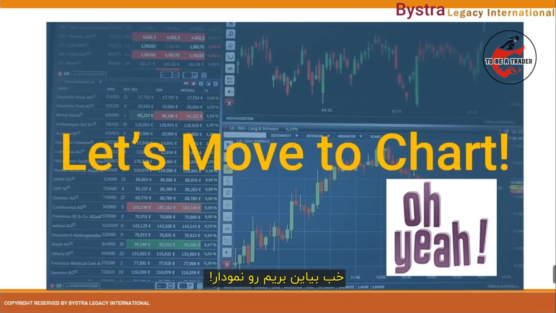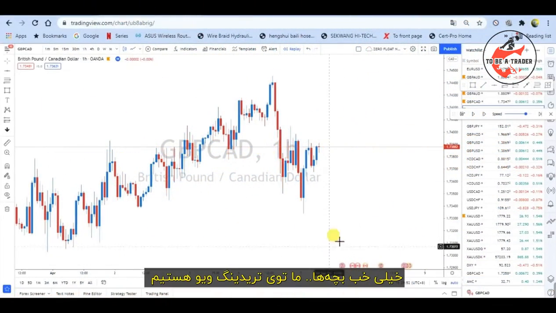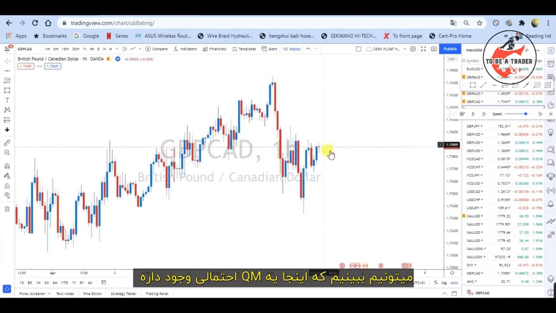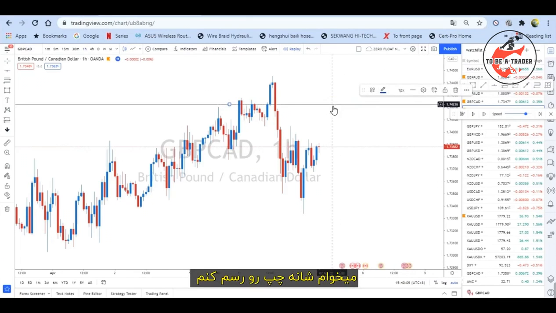So let's move on to the chart. Alright guys, we're at the TradingView. As we can see here, this is a GBP CAD pair on the H1 time frame. So here we can see there is a possible QM. Alright, there's a pattern here. This is the left shoulder. So I'm going to mark the left shoulder on here.